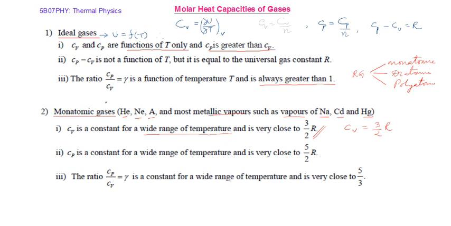Second one, what about the Cp? Cp is also a constant for a wide range of temperature and it is very close to 5/2 R. So I can write Cp is equal to 5/2 R. Now you can just look at these two expressions, and you know that Cp and Cv should be connected by Mayer's relation. So what is the Mayer's relation? Cp, 5/2 R, minus Cv, which is 3/2 R, the difference between these two is equal to capital R? Yeah, it's holding good.